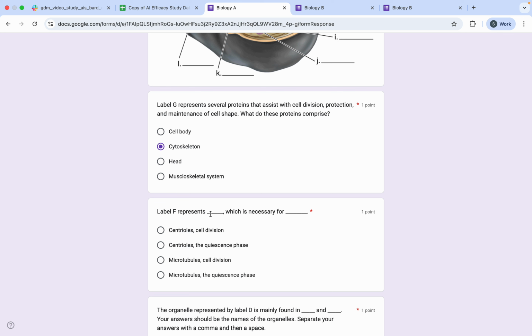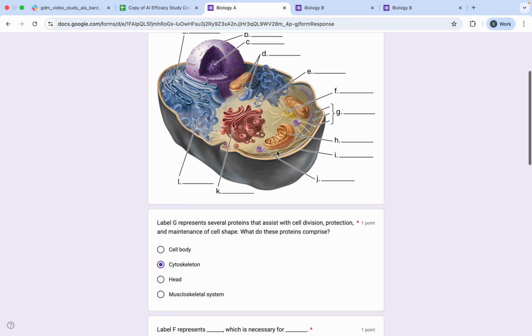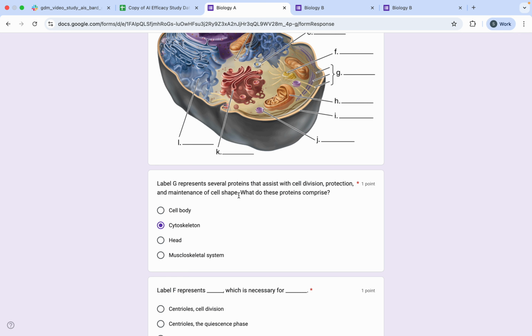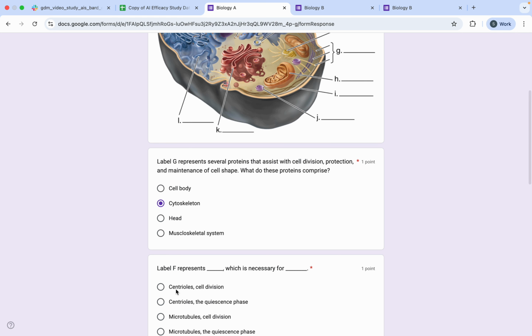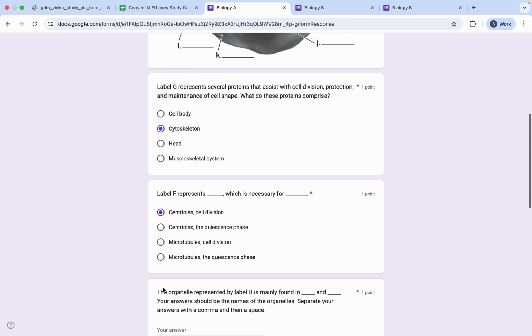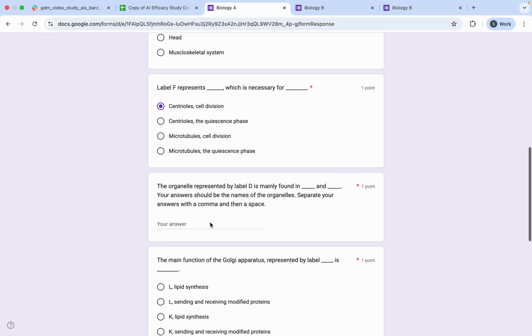Label F represents dash which is necessary for dash. So what is label F? I think it is centrioles, which is necessary for cell division.